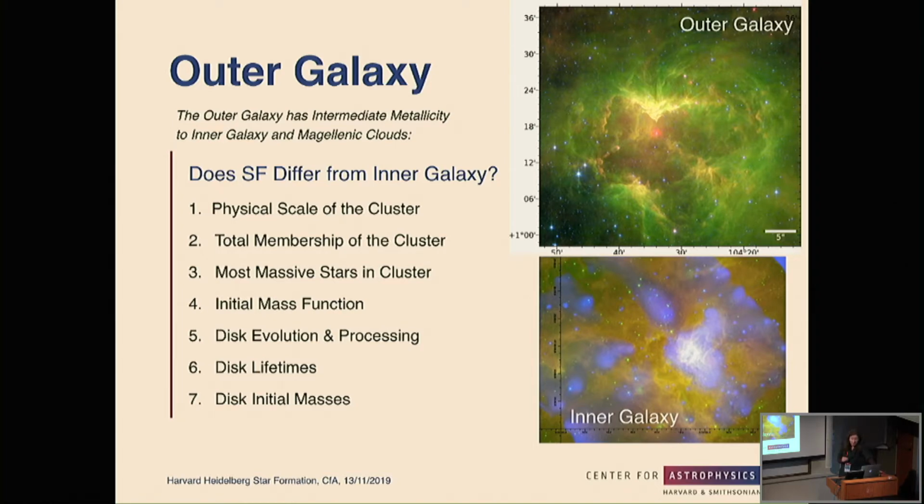How might it possibly differ? Well, we're interested in factors like, is the physical scale of these clusters similar, is it different? Is the total membership affected? Is the star formation efficiency? Is the most massive star in the cluster of a similar mass, given its size scale, to what we might find in the LMC or in the inner galaxy? We're looking at the IMF, which we will actually discuss today, and then talking about the disk evolution, lifetimes, the initial masses, with it, of course, the ever-present link to planet formation and aliens.